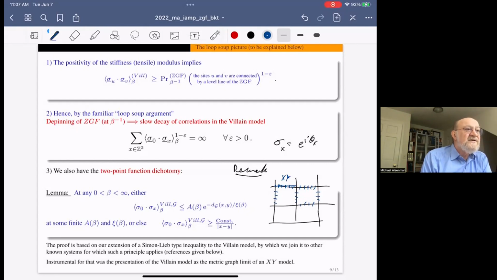And using this relation, the Simon-Lieb inequality, which was proven for the XY model by Lieb and Rivasseau in that issue of CMP, actually allows you to conclude that the Villain model also satisfies this. And that inequality produces the dichotomy. The advantage of the dichotomy is that once you have proven that under the pinning you have such a slow decay of correlations, you can immediately conclude the stronger statement, that the correlations decay not faster than 1 over the distance times a constant.